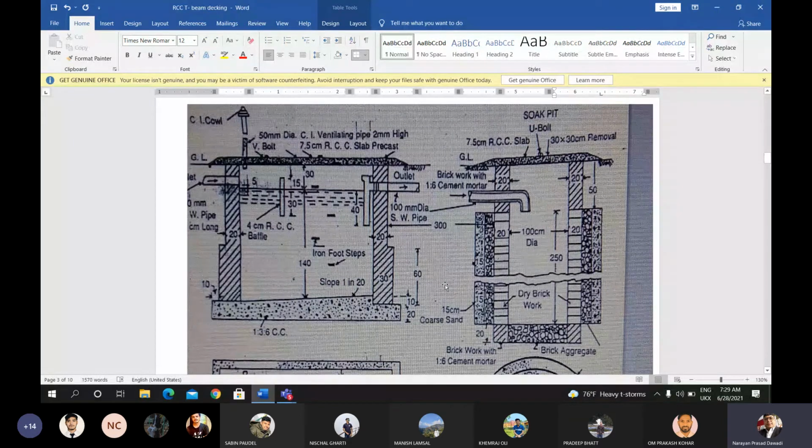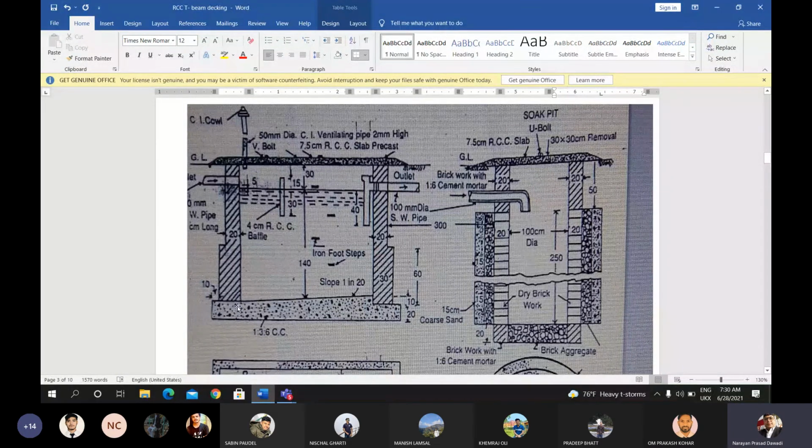Now you can see here that the dimension is not given along this side. The dimension is given from the center of this line, the center of the septic tank. This is 30 below the ground line. Below the ground, this is 30. And from this water level to the slope portion, this is 140. So 140 and 30 gives 170.